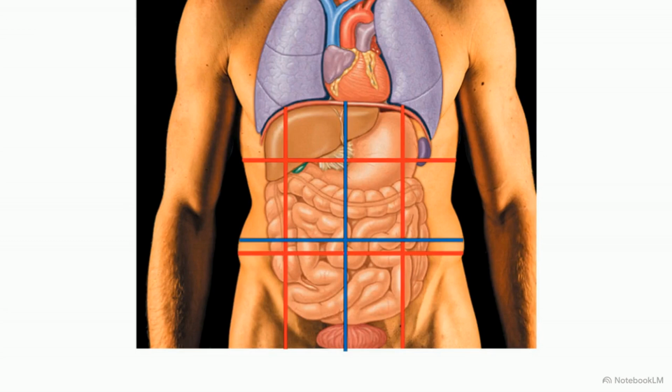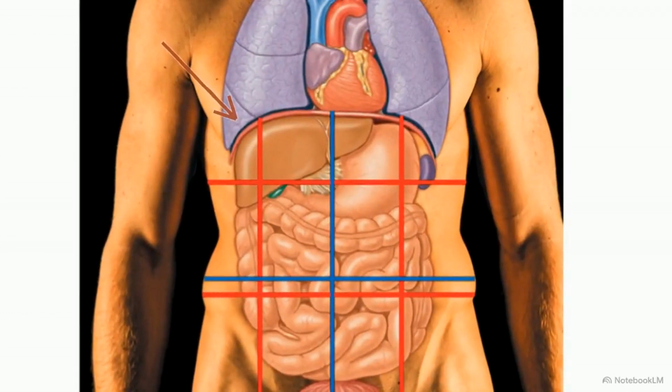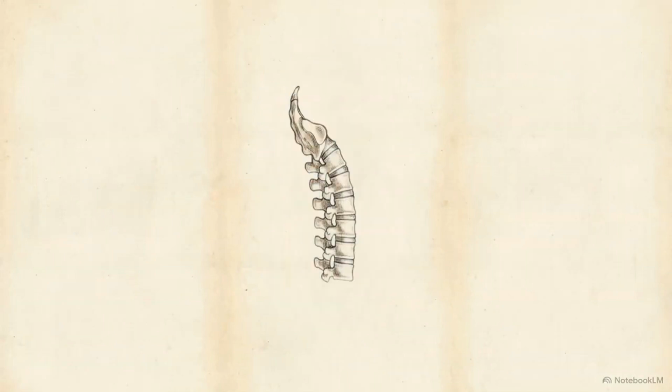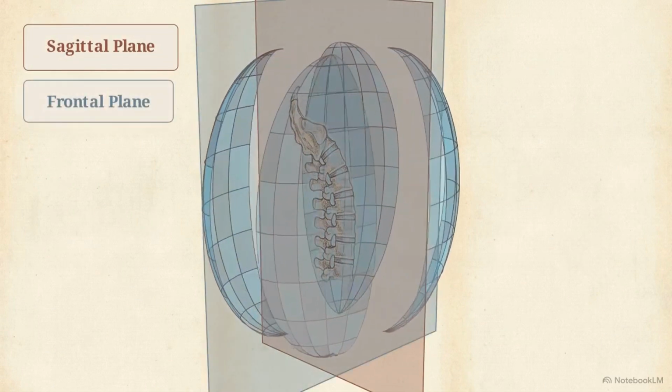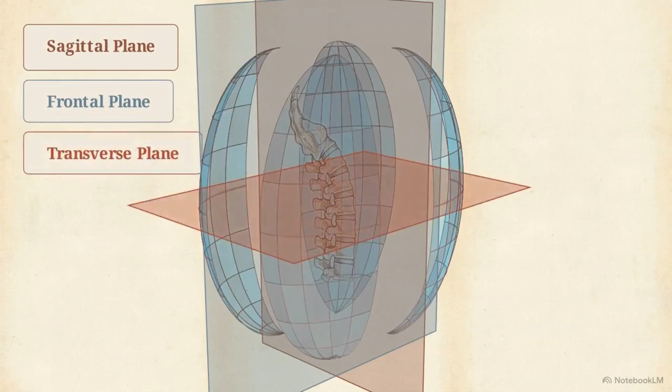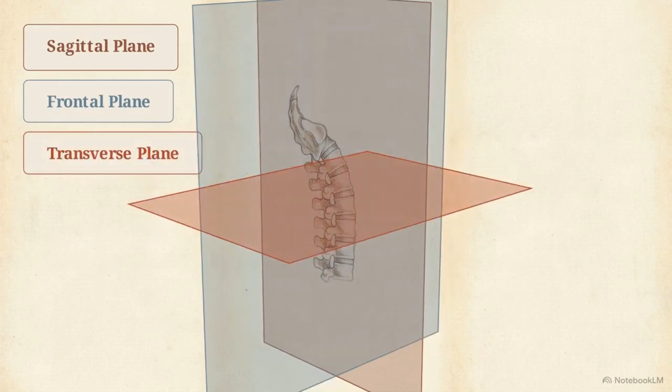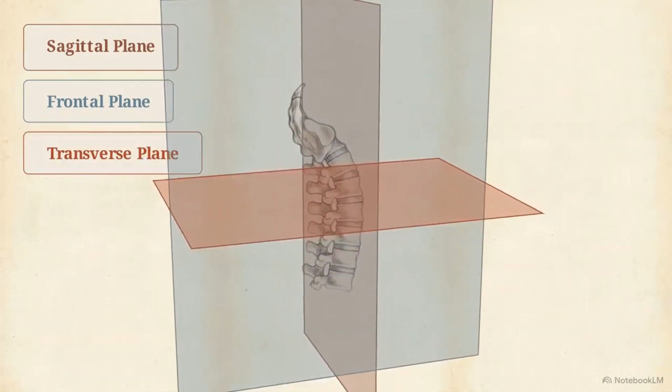Looking at this overlay, we clearly see how internal structures align with the grid. The bulk of the liver occupies the right hypochondriac region, while the stomach sits firmly within the central epigastric region. To visualize these internal spaces in true 3D, we rely on three 2D sectional planes: the sagittal plane splitting left and right, the frontal plane separating front and back, and the transverse plane cutting across horizontally.